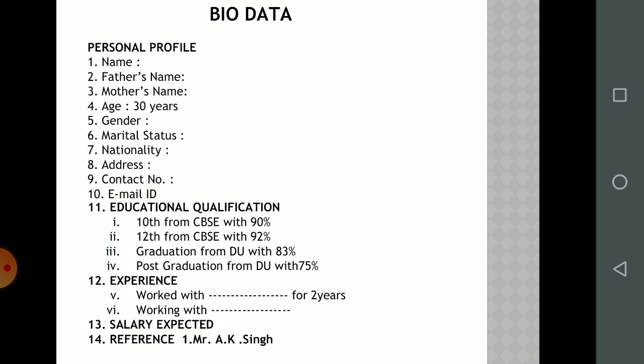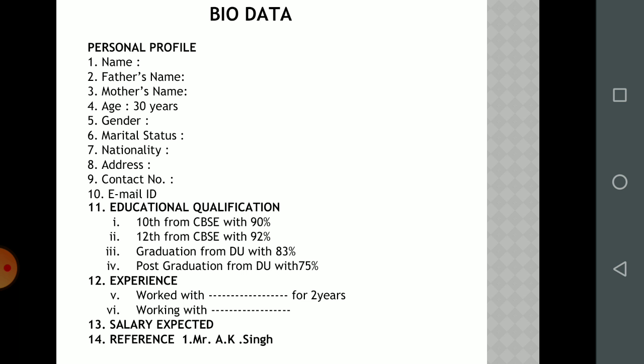So instead of writing it like this, you can make a grid, a table in which you can insert the qualification, then the board or university from which you have attained, and then marks, and then year as well. So this is how you have to enter your educational qualification, or if you are writing in this manner, that's also okay, no problem.